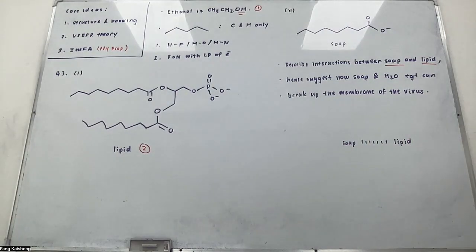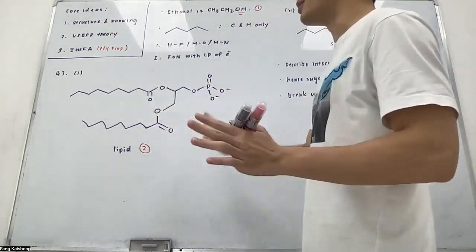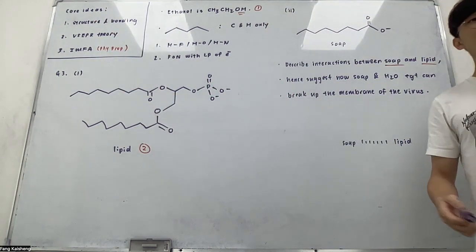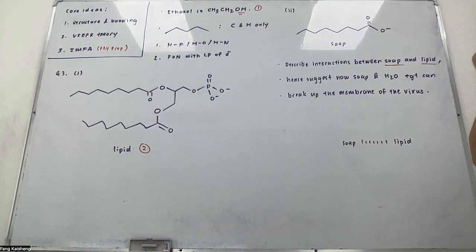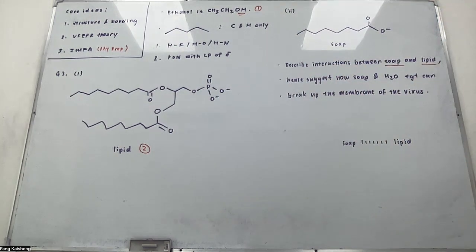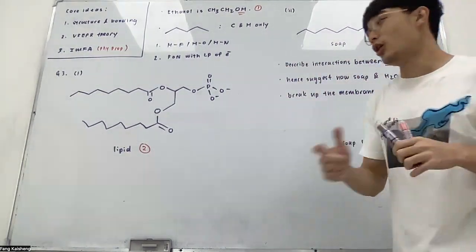Any possible answers? You say PD, why? Good. You can see there are a bunch of polar C-O bonds over here, right? So definitely PD is possible. But wait, when you say polar and you see oxygen, why can't they form hydrogen bonding? Are they able to form hydrogen bonds with each other? Why cannot?